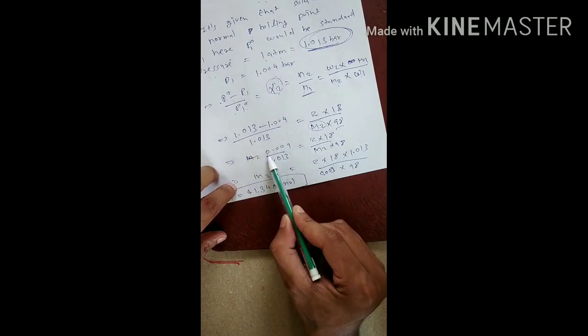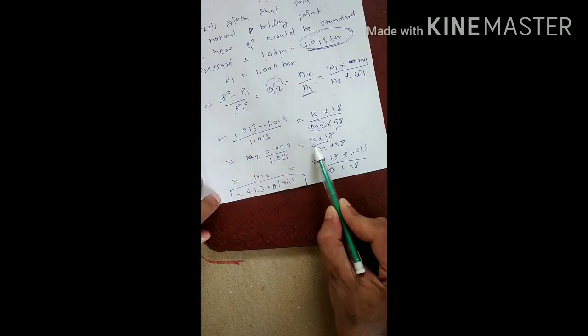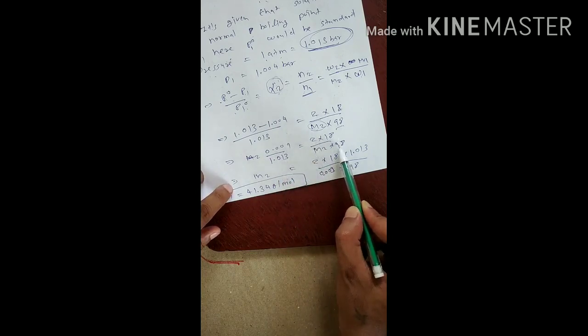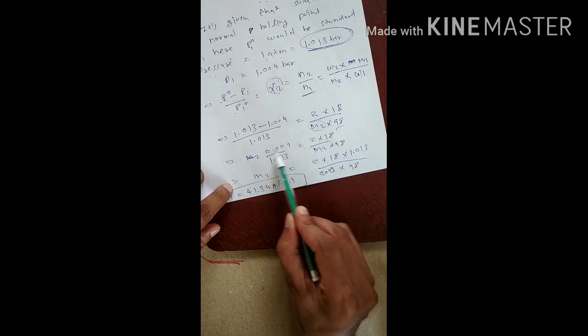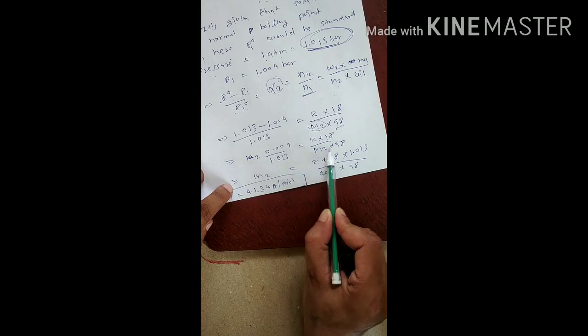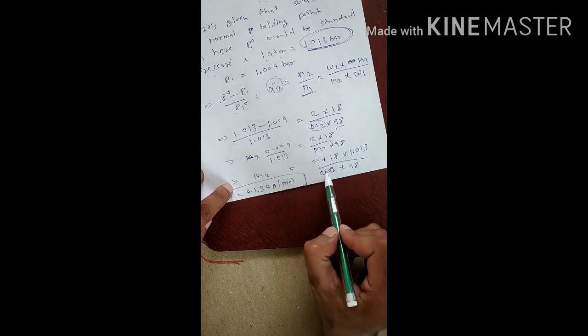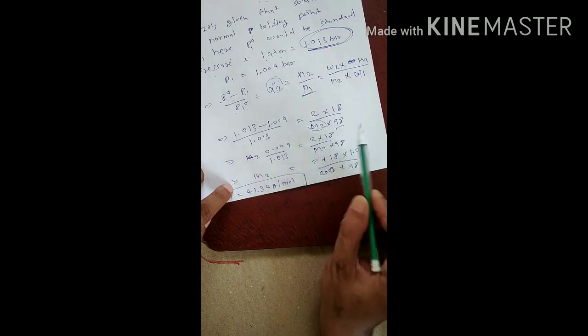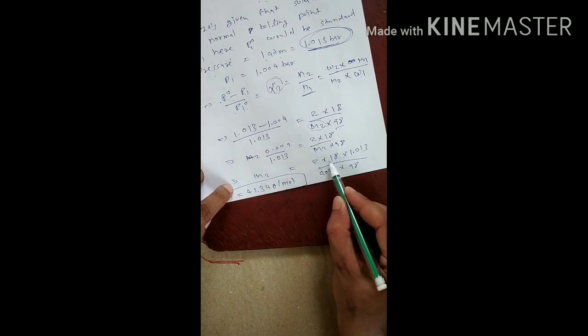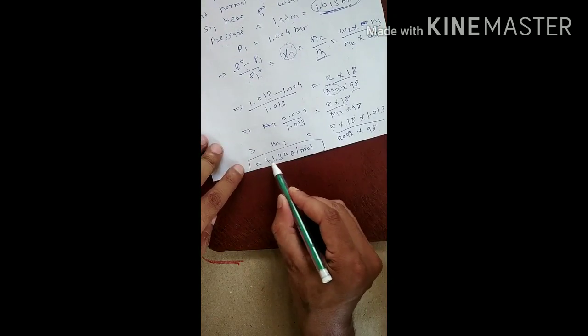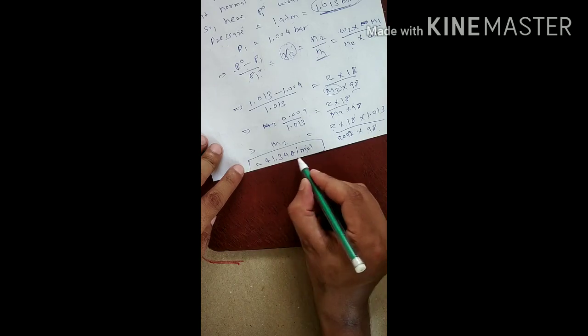Now by this subtraction you will get 0.009 divided by 1.013 is equal to 2 into 18 divided by M2 into 98. Now if I rearrange, this value will go upward, this value will go downward, and this 1.013 will go on the upper side. So M2 is equal to 2 into 18 into 1.013 divided by 0.009 into 98. By solving this, you will get 41.34 gram per mole. That is your answer, the molecular mass of the solute.